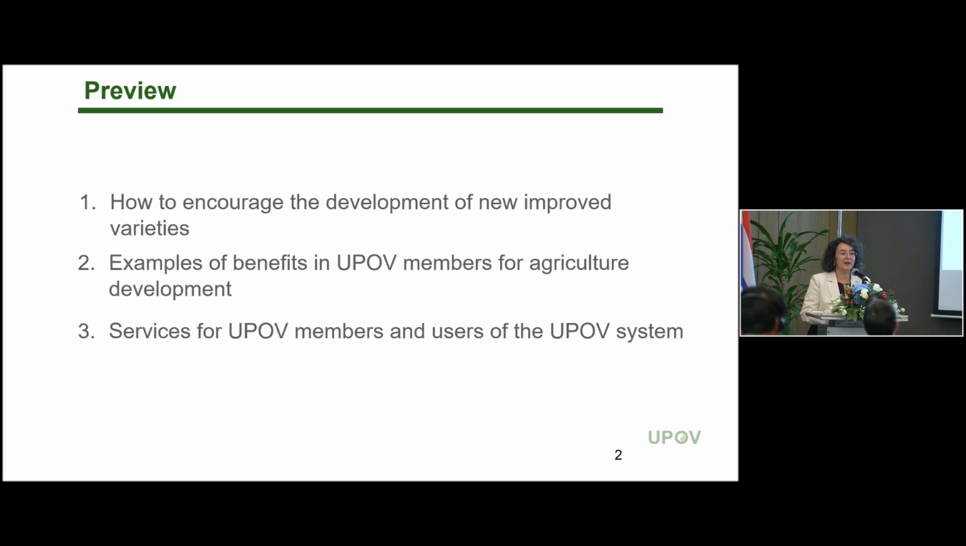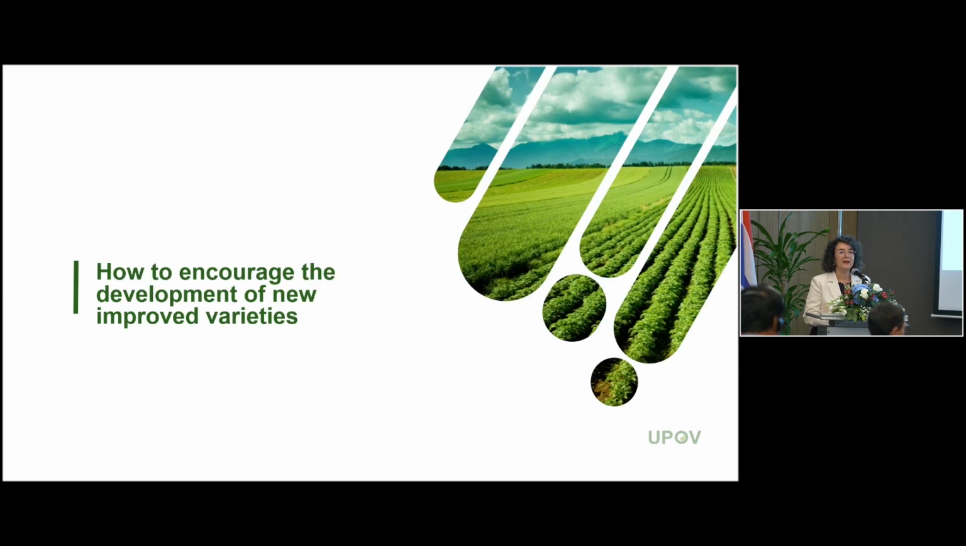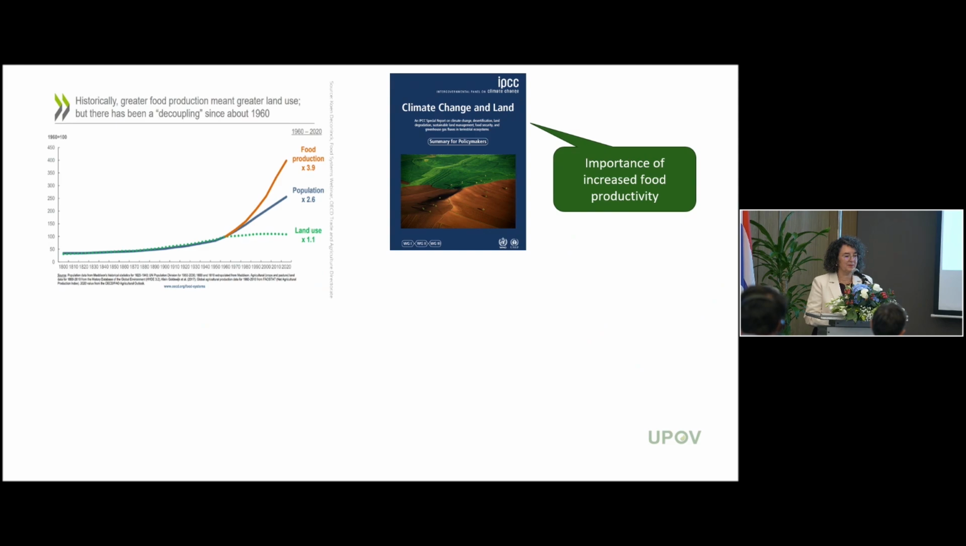And there are some elements of reflection in relation to that question. I will continue by giving some examples in UPOV members for agricultural development, and I will conclude by highlighting some of the recent developments in relation to service for UPOV members and users of the UPOV system. First, how to encourage the development of new varieties.